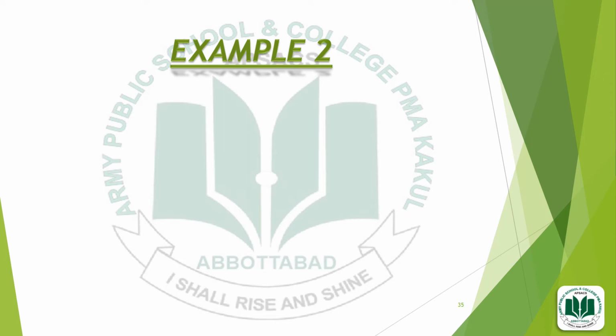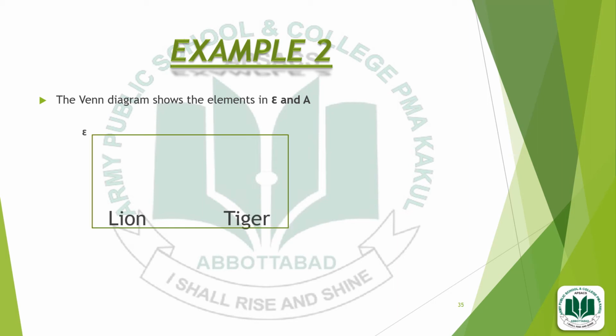Now I'm going to tell you how we can determine the elements of any set or the complement of a set using a Venn diagram. This Venn diagram shows the elements of the universal set and A. The rectangle is representing the universal set and the circle is showing the elements of the given set, which in this case is A. The elements have been placed in their appropriate regions.